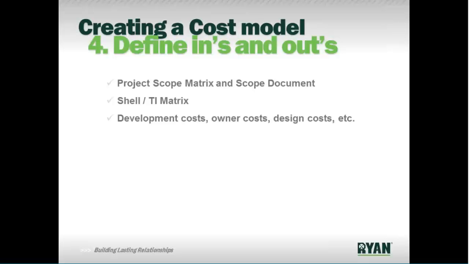So number 4, steps in defining a cost model. Define the ins and outs. Again, the goal here isn't to go to every nut and bolt and screw, but look at the big picture item and the things that could cause surprises later. And a couple of tools that we have to facilitate that is the scope matrix. We've done some training on that in the past, but it's essentially a matrix that goes through and says, okay, are we doing cabling or is that by the owner? Are we doing AV or is that by the owner? Are we providing benches and trash receptacles and those kind of things, or is that by the owner?